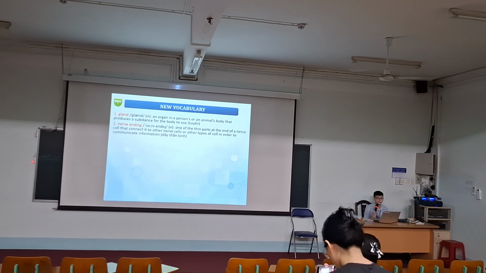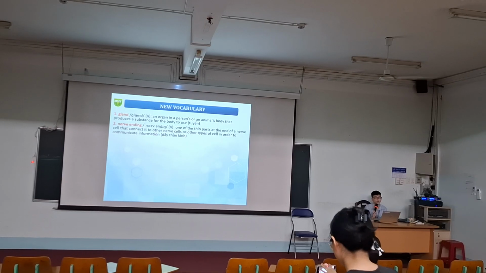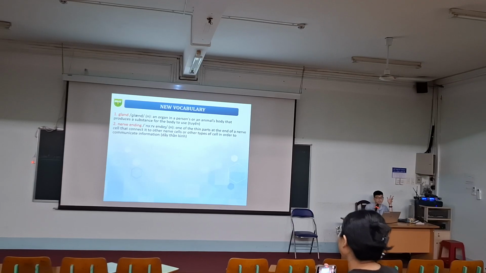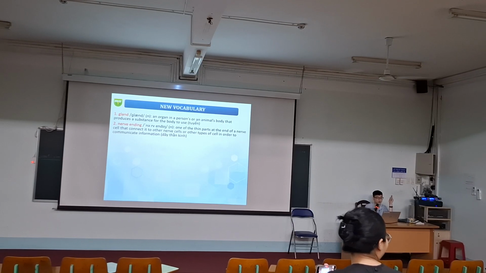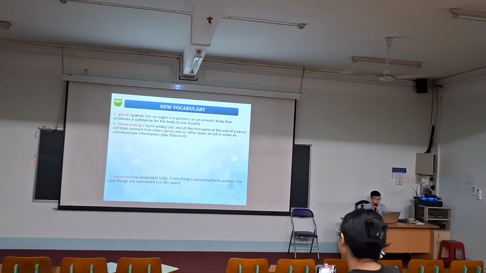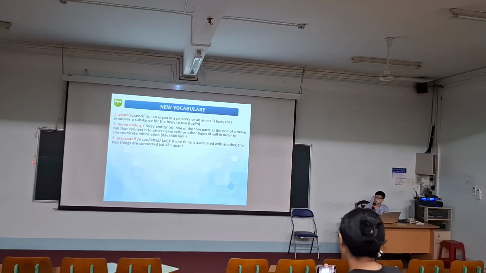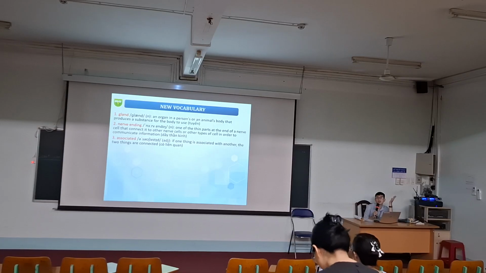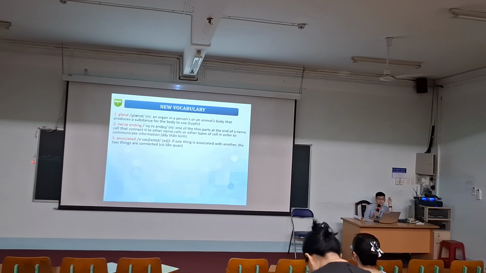Okay, number 2, nerve ending. This is one of the thin parts at the end of the nerve cell that connects to other nerve cells or types of cell in order to communicate information. Nerve ending. Associated. This word means if something is connected with another thing, they are associated. They are linked, they are connected. If one thing is associated with another, the 2 things are connected.